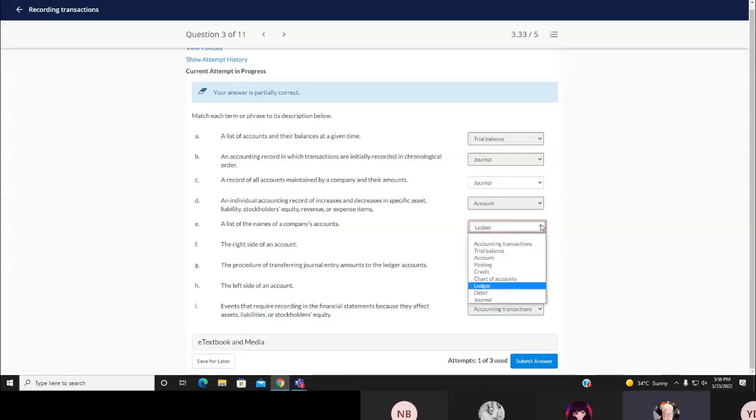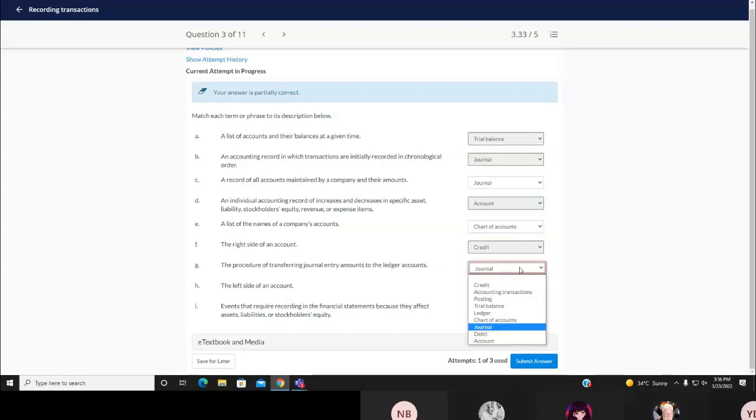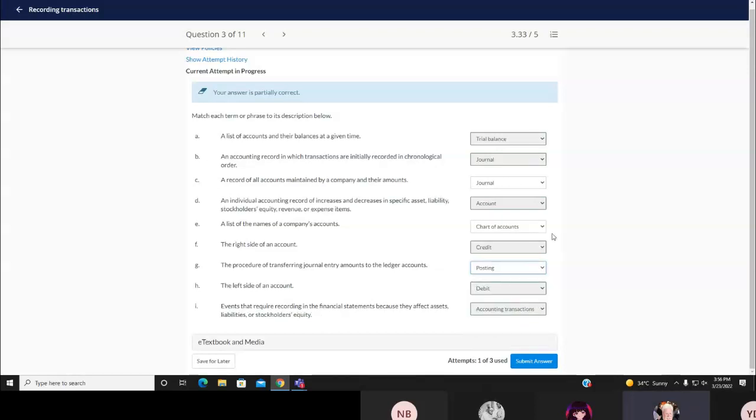A list of the names of the account. Okay, that's the chart of accounts. And the procedure of transferring from the journal to there is posting. Now, I haven't taught you the journal and the ledger, so you're getting a little bit of the language now. Good.